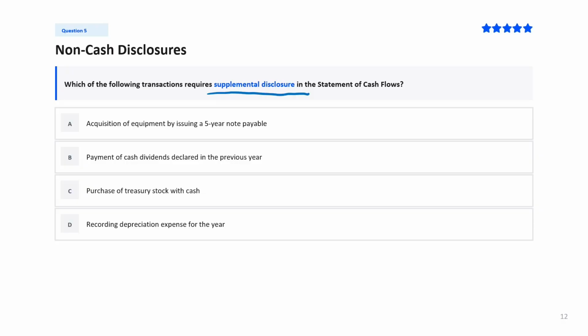Okay, so here think about the fundamental purpose of the statement of cash flow. It's right in the name there, cash flows. So which of these transactions did not involve the movement of cash? That would be one way to look at it. And once you're ready, let's look at the answer together.